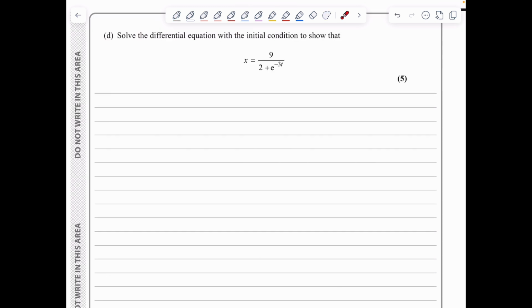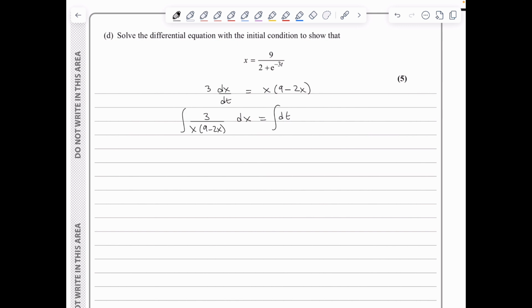In part D, we need to solve the differential equation with the initial condition to arrive at this equation for x in terms of t. Well, this was the differential equation we were given, and I will start by separating the variables, which means I will be collecting the x's with the x on the left hand side and the t's with the t on the right hand side. So this leads to 3 over x times (9 minus 2x) dx is equal to dt, and I integrate both sides.